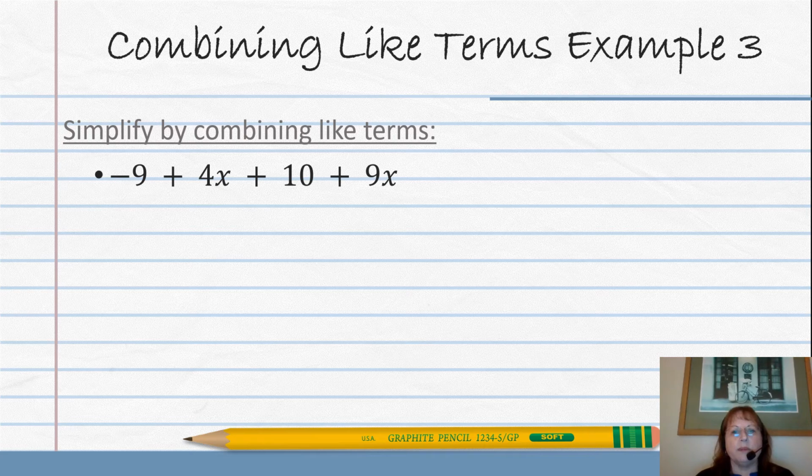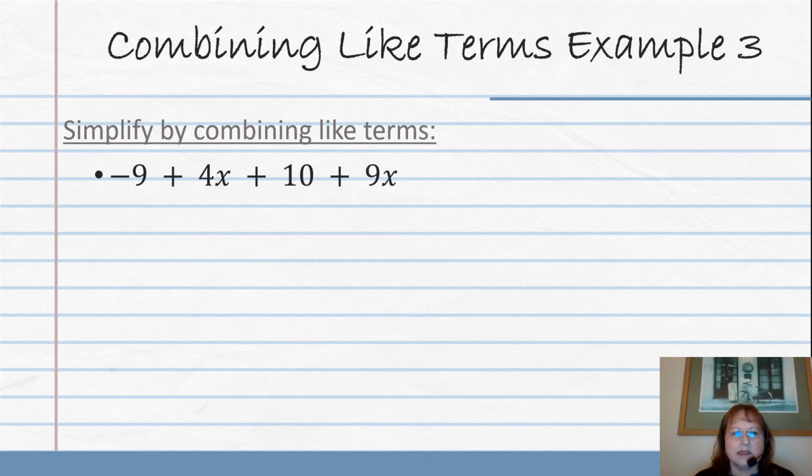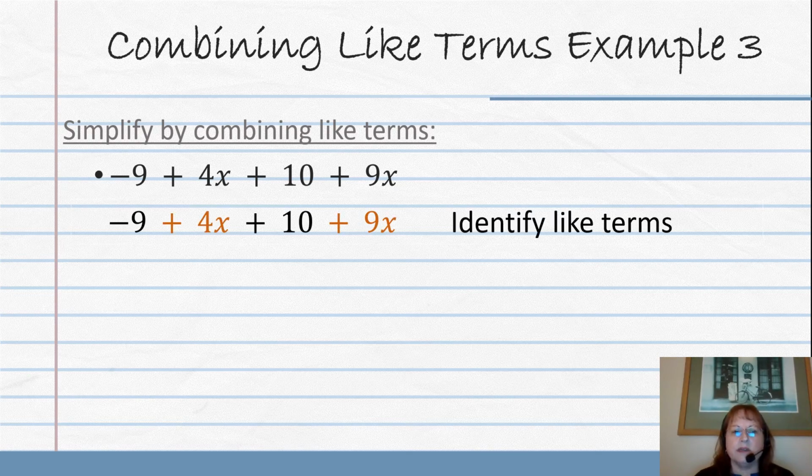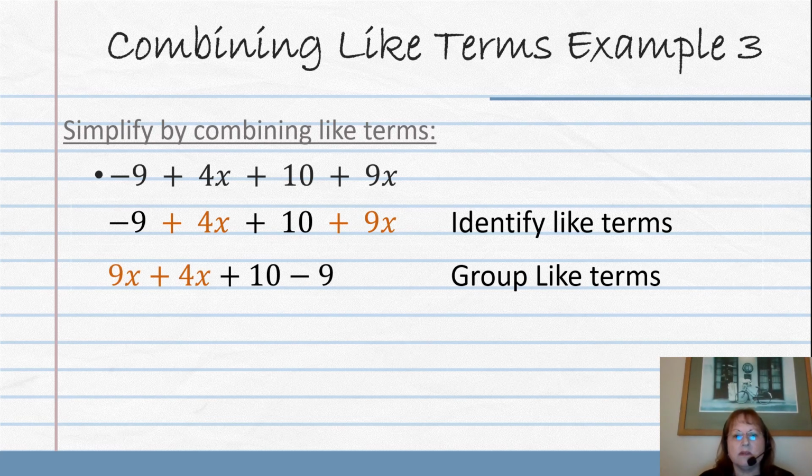We have one more example. Negative 9 plus 4x plus 10 plus 9x. We're going to identify the like terms. We have negative 9 plus 10. We have 4x plus 9x. So again, we're going to group them together so that the colors are matching, or the like terms are next to each other.